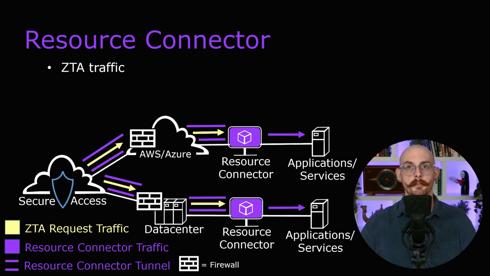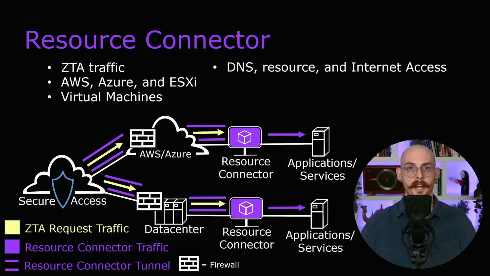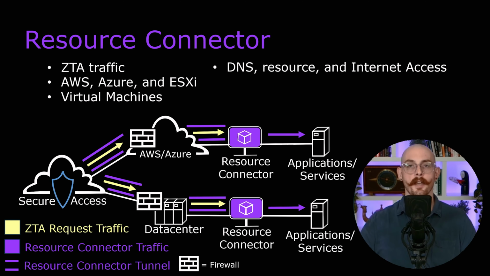Resource connectors can provide access to internal resources for browser-based and client-based ZTA. As of today, resource connectors can be deployed in AWS, Azure, and in VMware ESXi as virtual machines. Resource connectors require access and routing to the internet, DNS, and the internal resource for which they are providing connectivity. The resource connector would build a DTLS tunnel to Secure Access, and ZTA requests are sent to the resource connector, and the resource connector would then proxy the connection to the internal resource. From the internal resource's perspective, the request is coming from the resource connector.